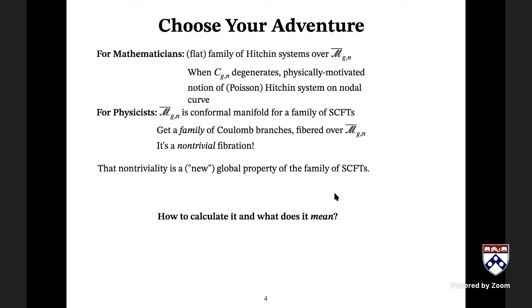So now I can formulate where we're headed, and one can view what I'm about to say for the rest of the hour in two potentially different ways. For mathematicians, I'm going to construct for you a family of Hitchin systems parameterized by the moduli space of complex structures for a punctured curve. This seems a totally natural thing to do in the mathematical context.